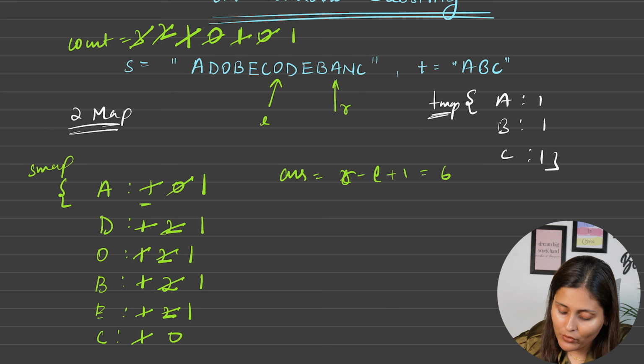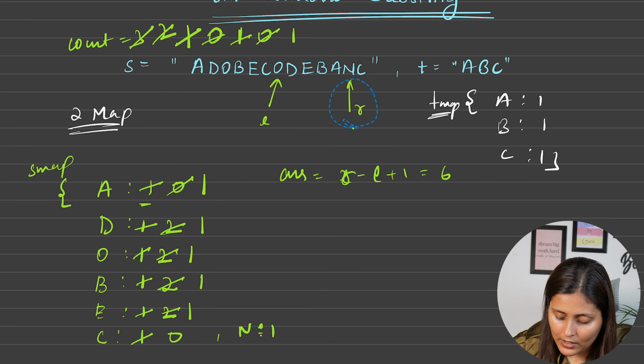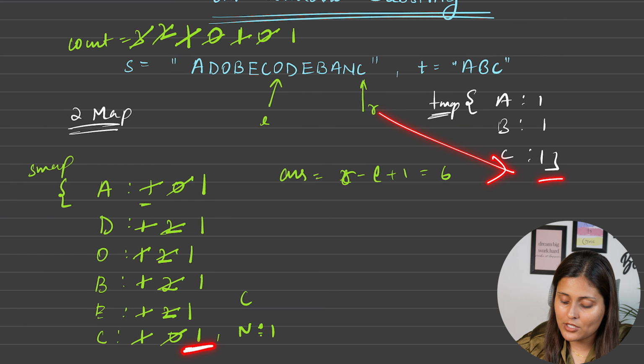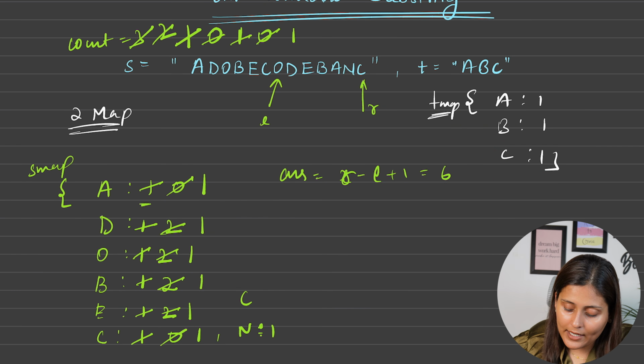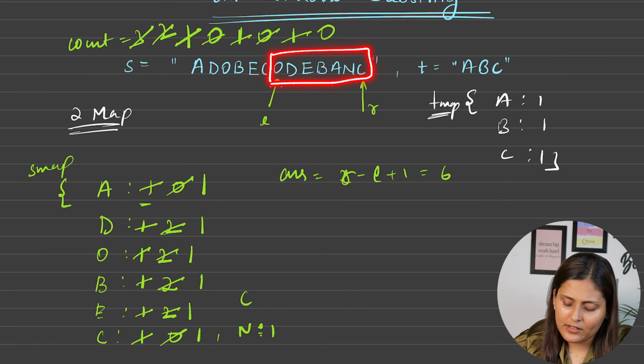So when not valid, what will happen? Definitely our pointer will move ahead, so R will move to N. N will get added, but as N was not required, it does not affect the count. Now C is encountered, again the frequency of C will become 1, and as C is present and the frequency 1 and 1 are matching, we will decrement the count. Again decrement the count to 0. Now as the count is 0, this substring is valid, but the length is greater.